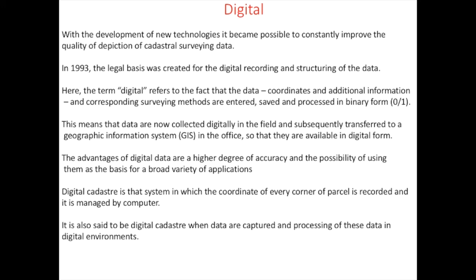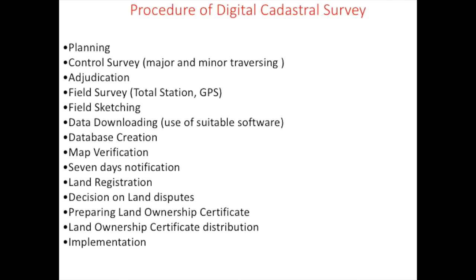With the advancement of geographic information systems, this has been possible, and the advantages of digital data are a higher degree of accuracy and precision, the possibility of using it as a basis for a broader variety of applications, and that it can be easily managed, edited, updated and retrieved. A digital cadastre provides the coordinates of every parcel corner, which will be done by total station or other instruments and managed by a computer system in a digital environment. The procedure of a digital cadastre will be described in later chapters, clearly and in more detail.